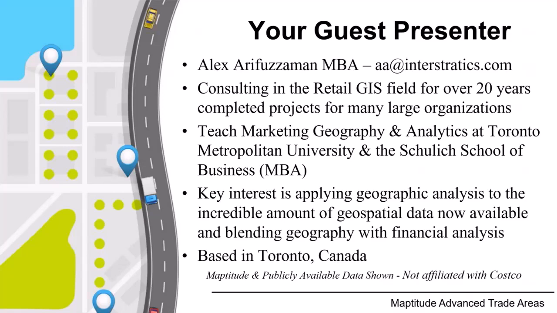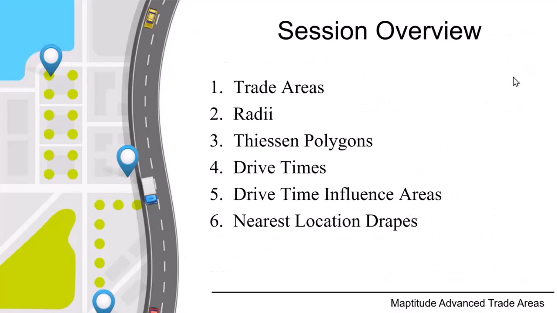Now, in today's presentation, I used Costco as an example. I'm not affiliated with Costco, and everything I've shown is publicly available data or data that is provided in Maptitude. What I would like to do today is talk about basics of trade areas and then go through a few different examples. And I'm kind of working my way up, and there is kind of a method to the madness in showing how each different type of trade area improves on the previous methodology.